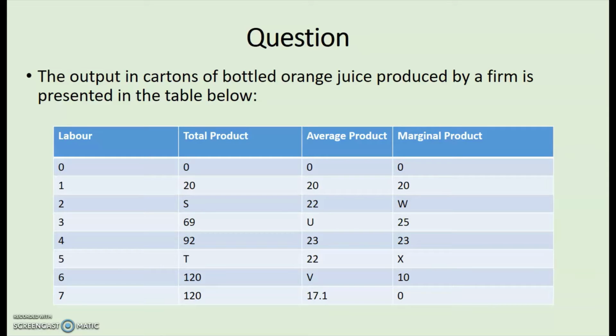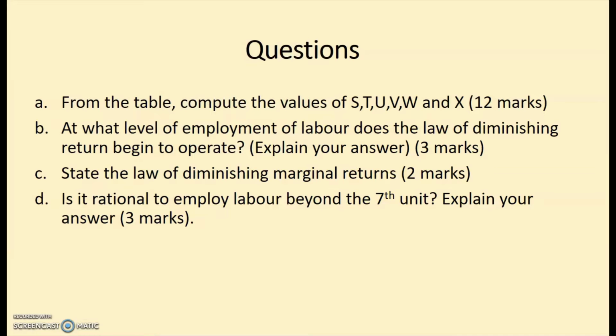So we have a table, we have that of the labor, total product, average product, and the marginal product. Then that is the questions we need to solve. Now the first one, that is A, from the table, compute the values of S, T, U, V, W, and X for 12 marks. Then B, at what level of employment of labor does the law of diminishing return begin to operate? Explain your answer for 3 marks. Then C, state the law of diminishing marginal returns. That is for 2 marks.